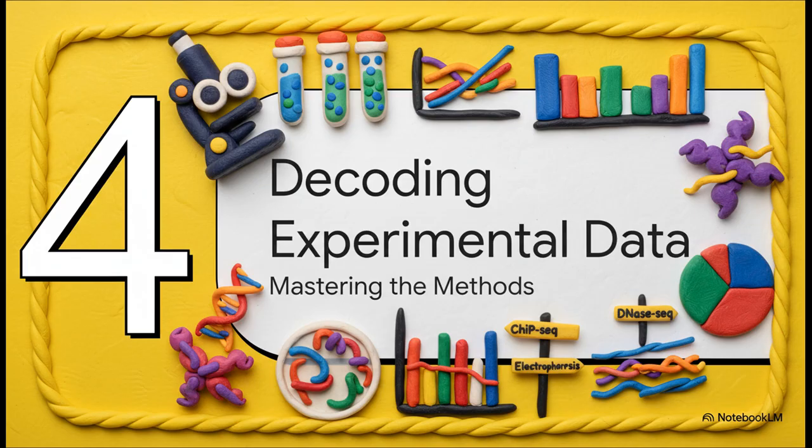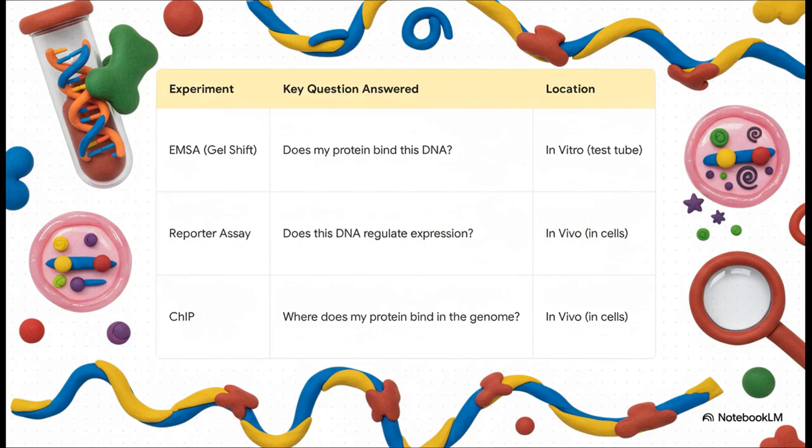All right, this is it. This is where the rubber meets the road for your final exam. Let's dig into the key experiments from this lecture and figure out precisely what each one is telling us. This slide right here is basically your cheat sheet for the big three experiments. You have to know what question each one answers.